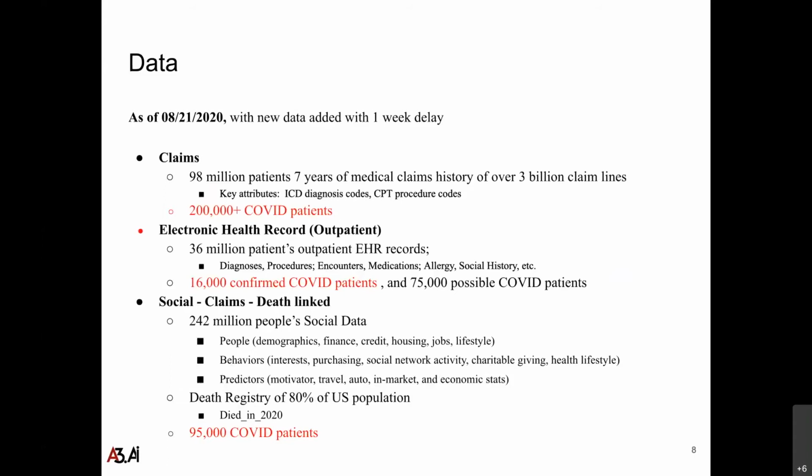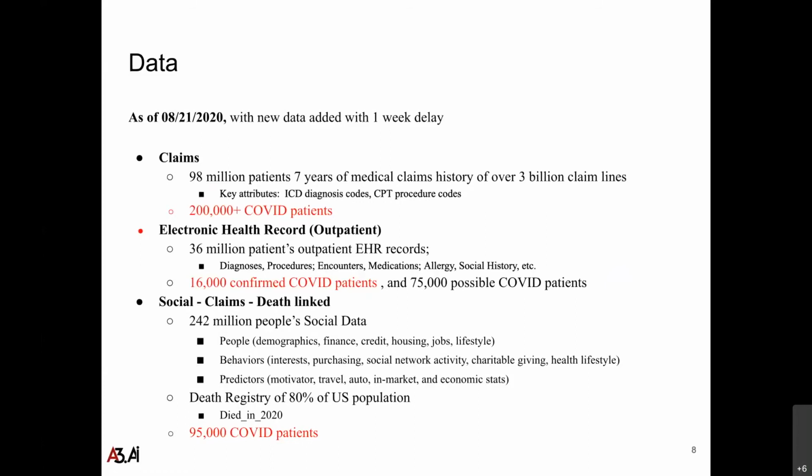So we are part of a large research consortium. We are using about 90 million patients, 7 years of claims history, over 3 billion claims line items. The attributes are things like ICD diagnosis codes and CPT procedure codes. Among the 98 million people, there are about 200,000 COVID-19 patients. And then we have about 36 million patients' outpatient EHR records with about 16,000 confirmed COVID patients.